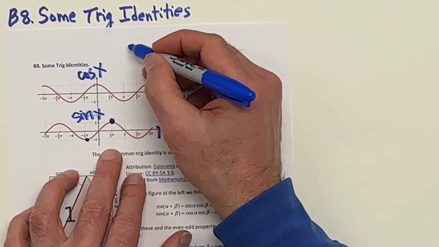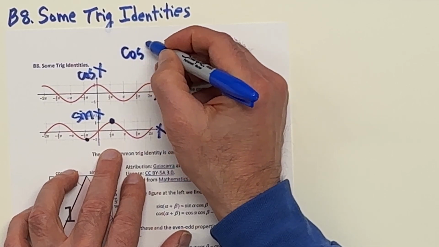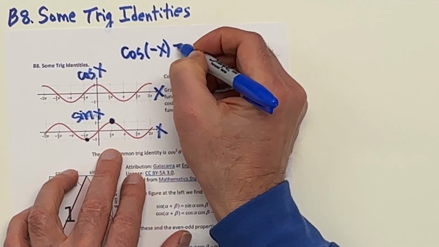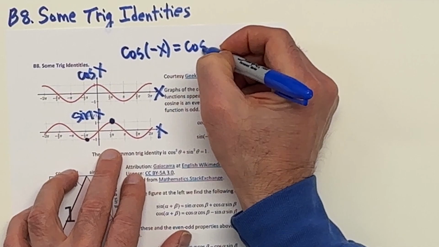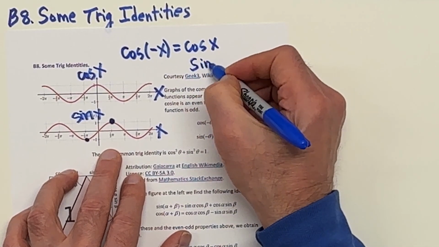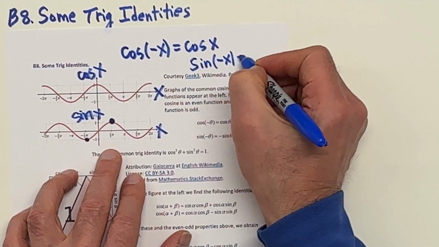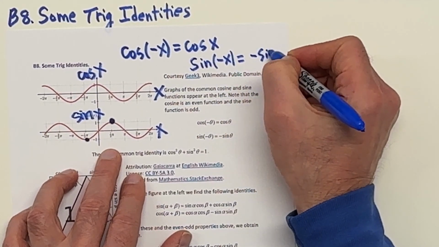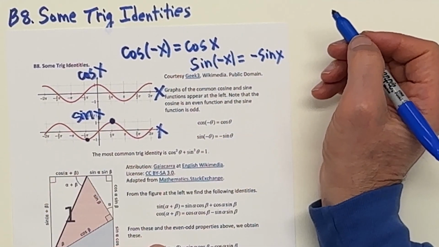So in other words, the cosine of minus x is equal to the cosine of x. It's very important that we remember that. And the sine of negative x is negative the sine of x. These are very important.